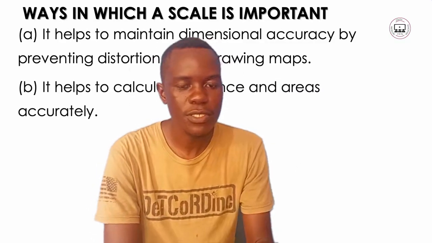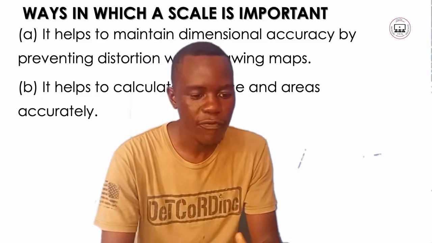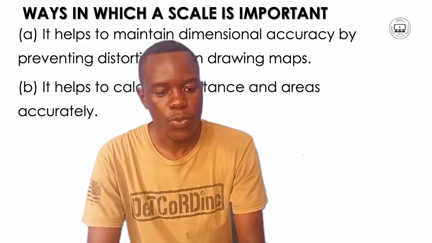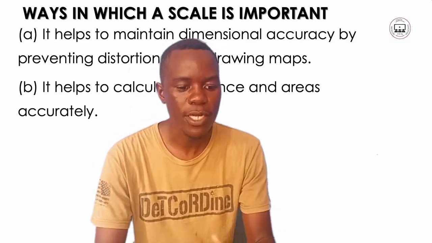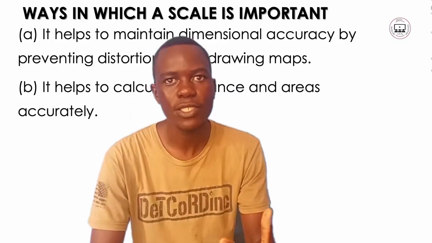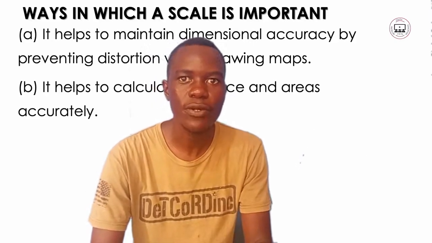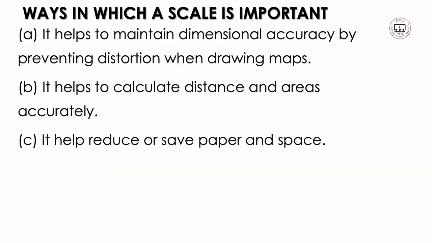The other importance is that it helps to calculate distance and areas accurately. So if you would like to find the distance on the map, you need to have the map as well as the scale. So actually the scale is the one which is used to calculate the distance and also to find out the area of a specific ground.